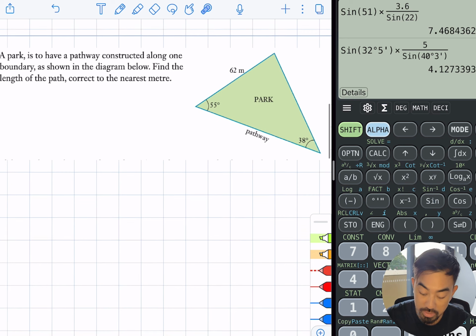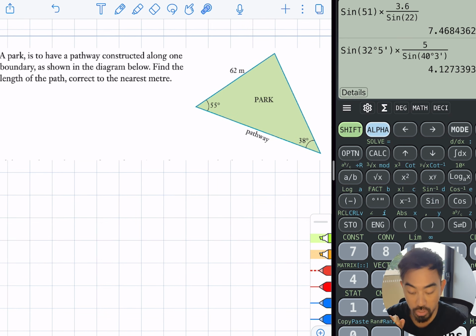Let's do this worded or applied one here. A park is to have a pathway constructed along one boundary, as shown in the diagram below. Find the length of the path correct to the nearest meter. Okay, so here we're trying to find this pathway. So I'll just highlight that there, and I'm going to label it with an unknown, let's call it x.